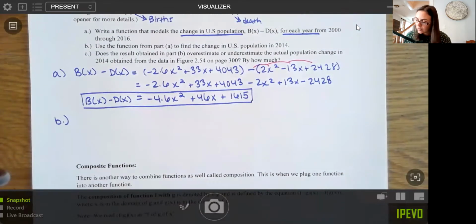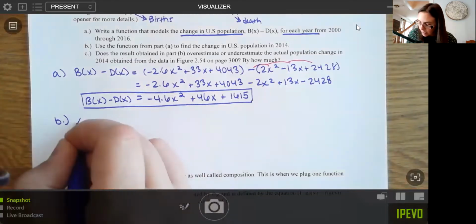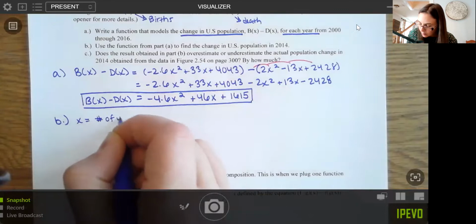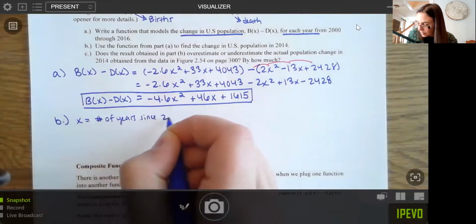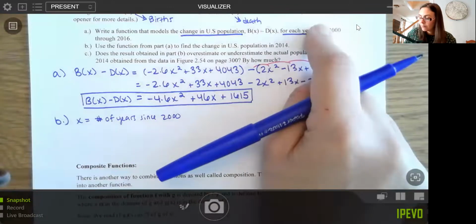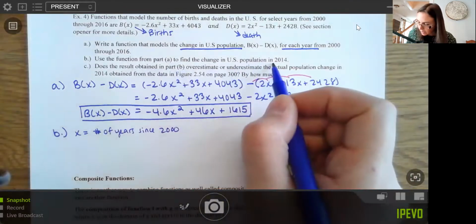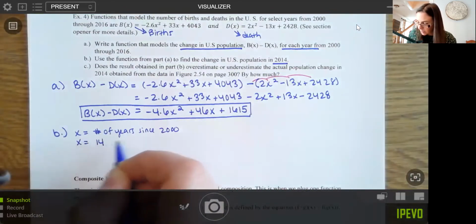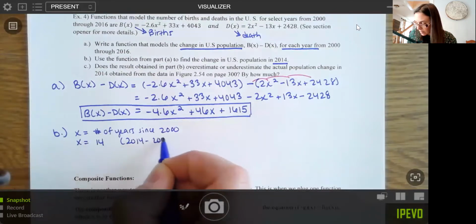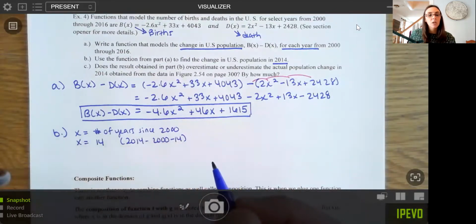Use the function in part A to find the change in the US population in 2014. So for this one, you do need a little bit about the opener, but it does tell you that x is equal to the number of years since 2000, because we're starting in year 2000 here. So if we're looking at 2014, then our x value here is going to be 14, right? Because 2014 minus 2000 is equal to 14 years have gone by. So we're going to plug 14 into our function.